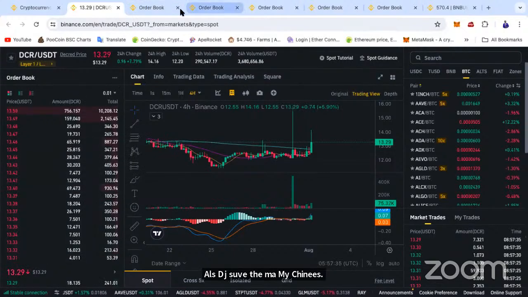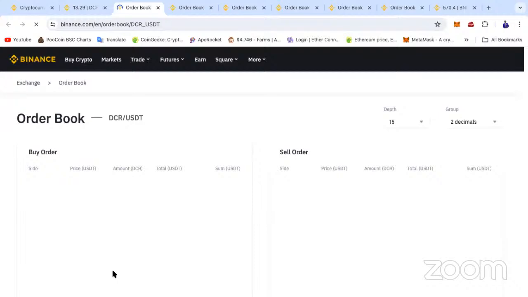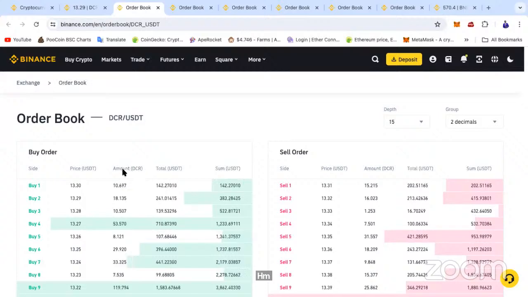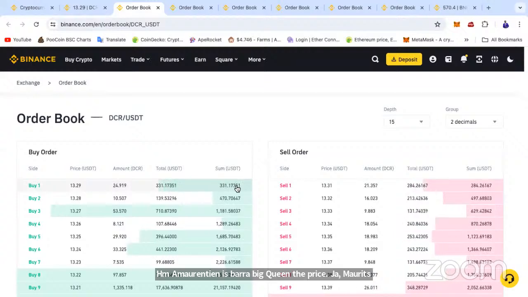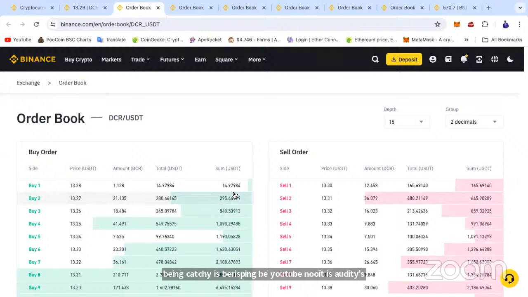Has it received my change? Let me go here. This amount in DSR, the coin, the price, the amount, the total in USDT, the sum in USDT that is being purchased. And it's very easy for you to notice how these markets are moving.